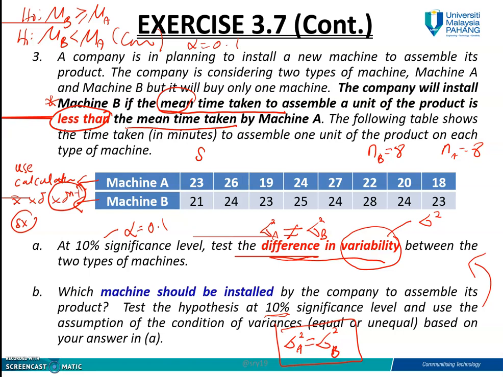So for the final, it can be like this as well. I didn't say that this is the final question. No, I said it can be like this.